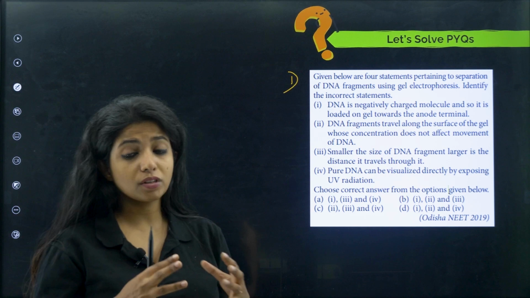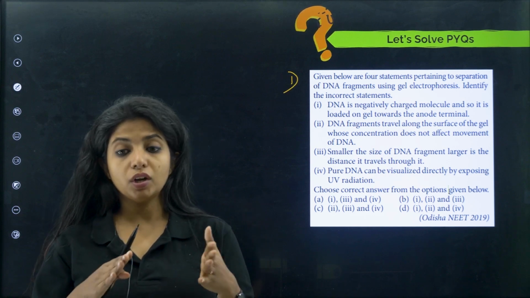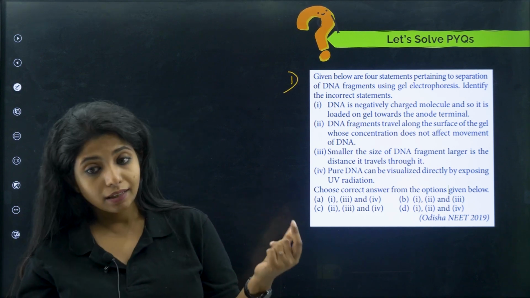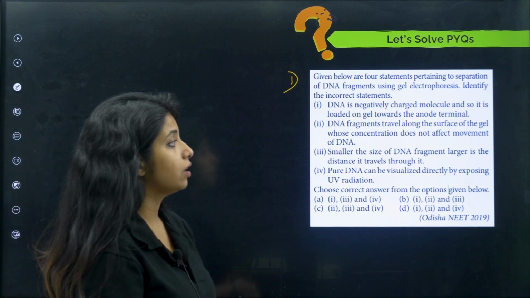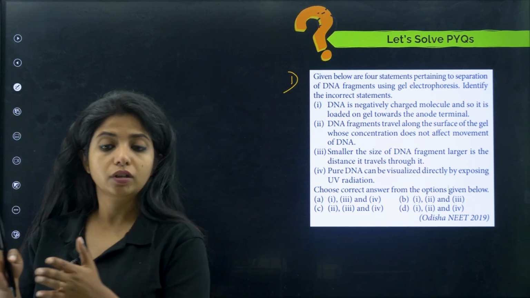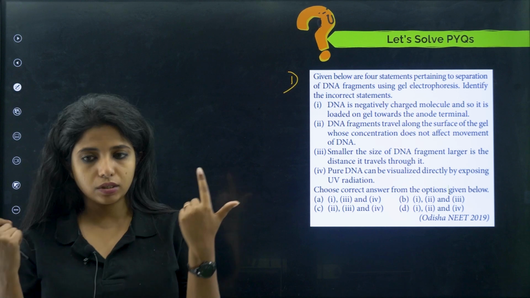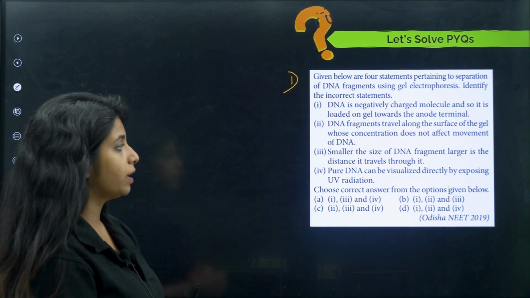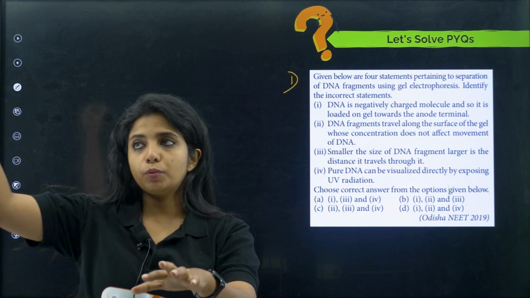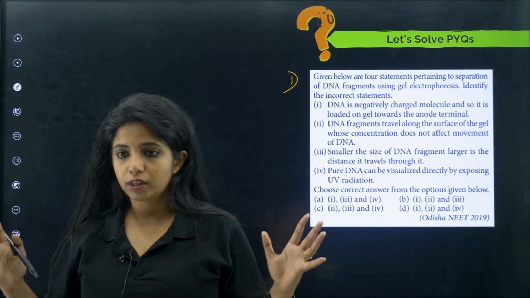Do we think that the DNA is put on the surface of the gel? Again, this is something that I explained. The smaller the size of the DNA fragment, the larger the distance it travels through the gel. Pure DNA can be visualized directly by exposing it to UV radiation. So you have DNA, just put it under UV radiation and you will be able to see it.